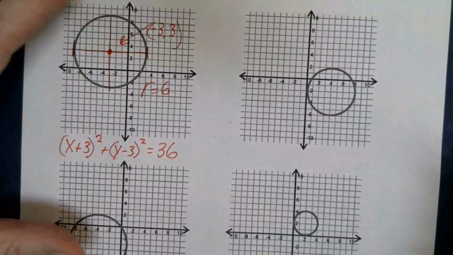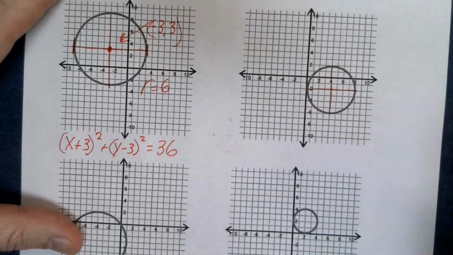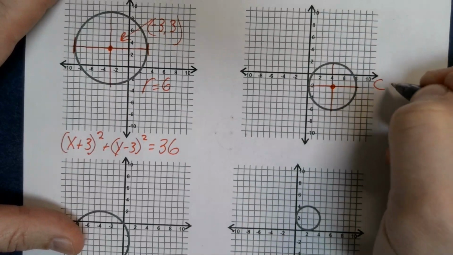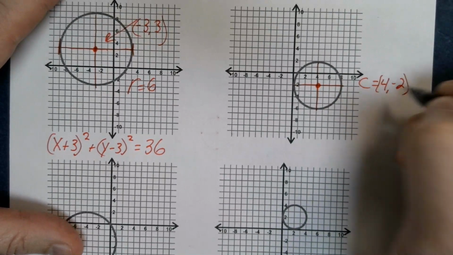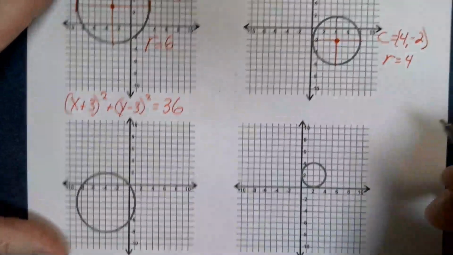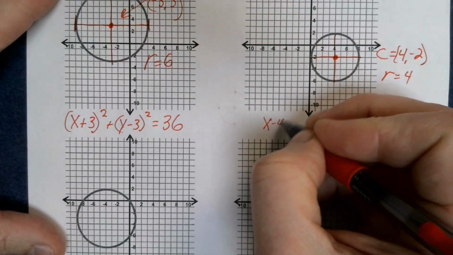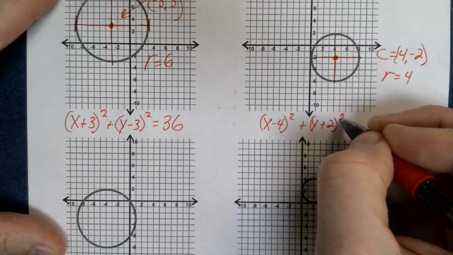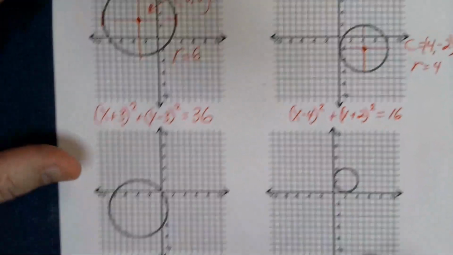So then that should give you 36, and that's what that one looks like. If I come over here to this one, same thing again. I'm going to go ahead and put my crosshairs in. Looks like the center of the circle is right there. So I write it over here. Center is 4 comma negative 2. Radius is equal to 4. So my equation for this picture is x minus 4 quantity squared plus y plus 2 quantity squared equals 16. That's what that one looks like.